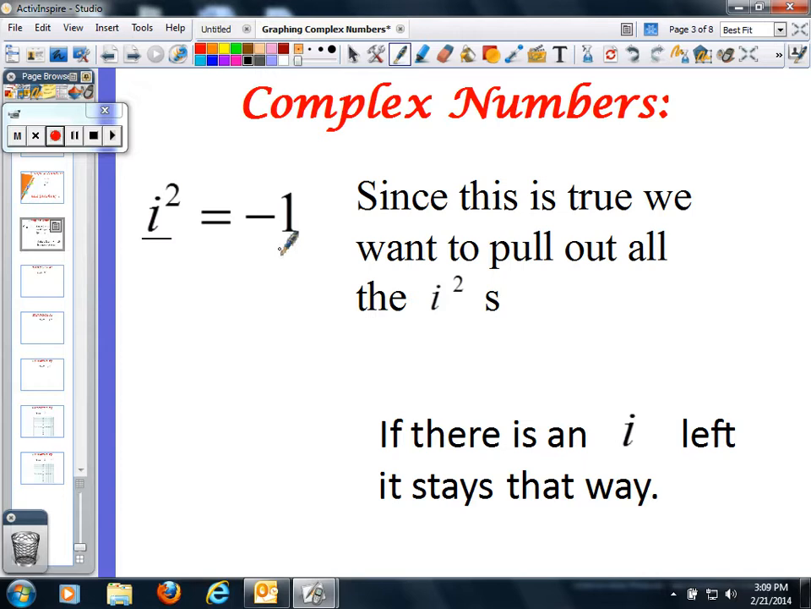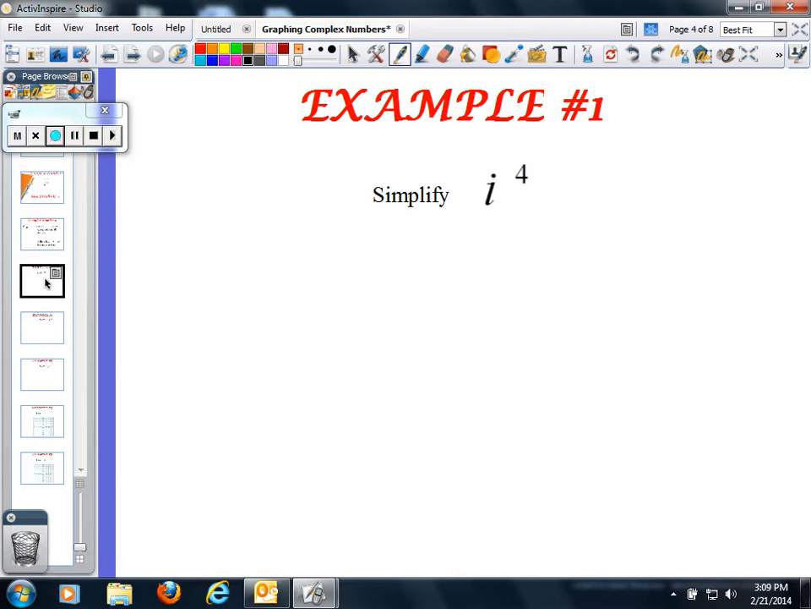So complex numbers, we know based on what we've learned so far that i squared is equal to -1. Since this is true, anytime we are raising i to an exponent, you want to try to pull out all the i squareds. You want to see how many of them are there. And then if you have any i's left over, they're going to stay just as an i. And you'd only have one i left over.